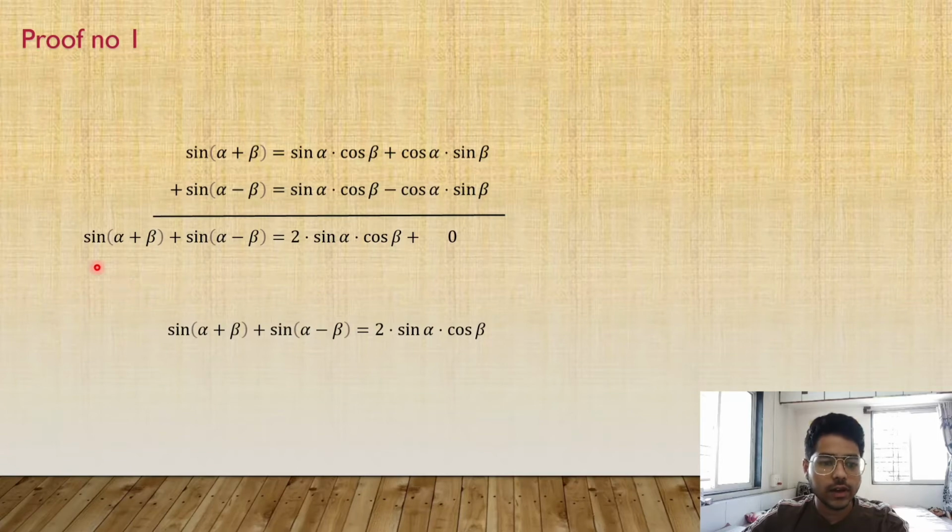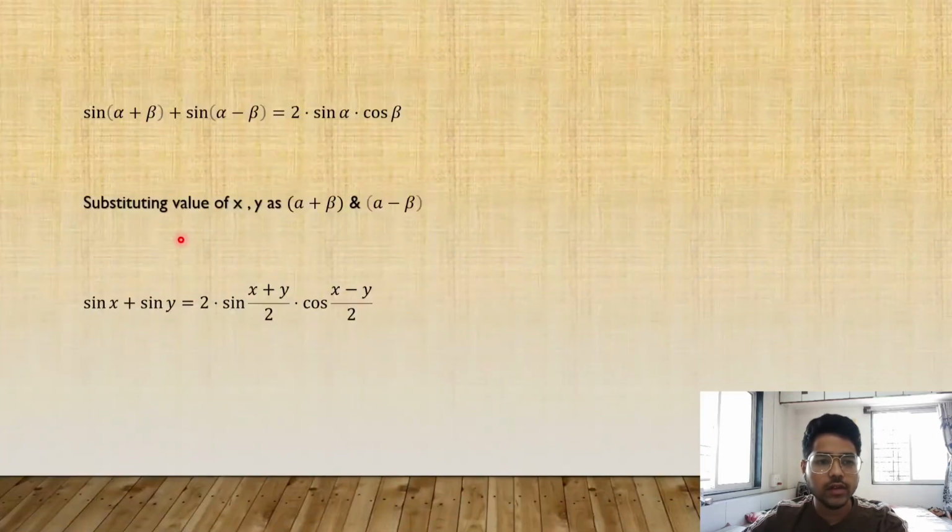Now we'll be getting sine of (alpha plus beta) plus sine of (alpha minus beta), that will be equal to 2 into sine of alpha into cos of beta. Here cos of alpha into sine of beta and minus of cos of alpha into sine of beta will get cancelled, and we'll be getting 0. So we'll finally get sine of (alpha plus beta) plus sine of (alpha minus beta) equal to 2 sine alpha into cos of beta. Now moving to the next slide.